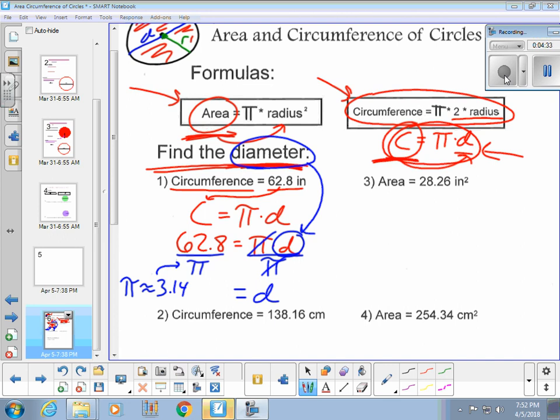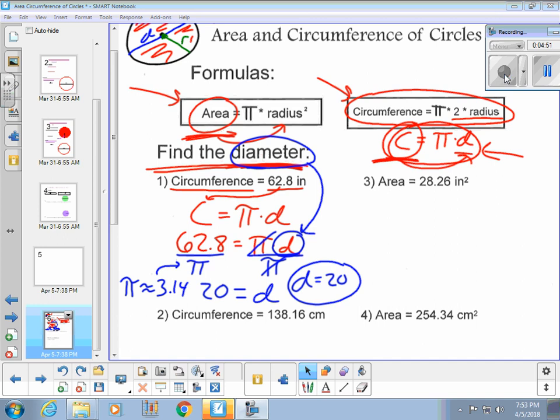And on the other side, I'm going to take 62.8 and divide it by 3.14. And in this case, it comes out nice. It ends up being just 20. So it said find the diameter, and that's what we just did. We found the diameter of that circle would be 20.